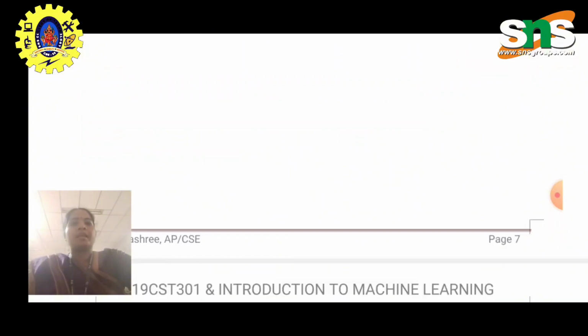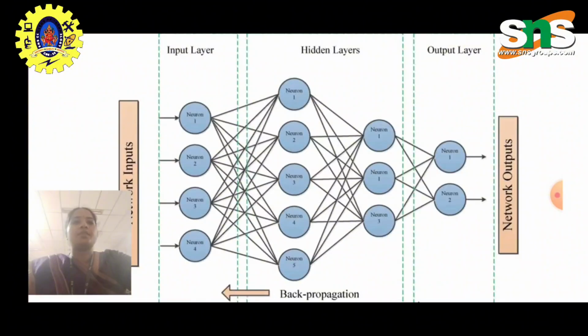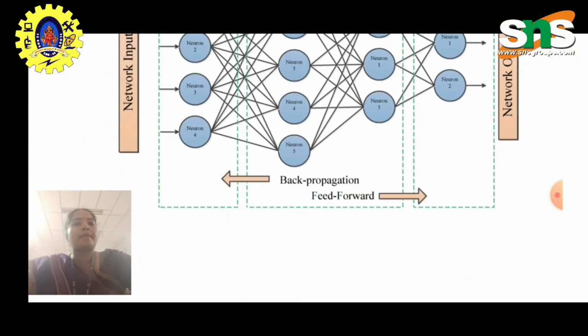Okay, then that is a diagrammatic representation which includes the input layer. There are neurons 1, 2, 3, 4 and 5. In the hidden layers, there are more layers like the input layer, and it goes one to one, one to many, many to many like that. So many to one in that format. The output layer will have two neurons, neuron 1 and neuron 2, which gives the network's output as a single unit. So this is the backpropagation and feed forward propagation method.